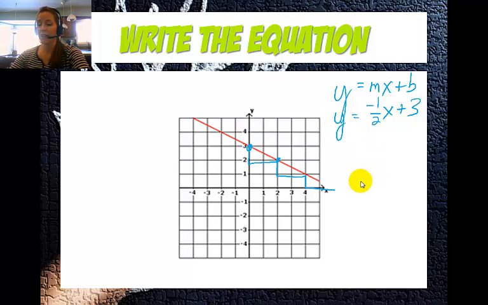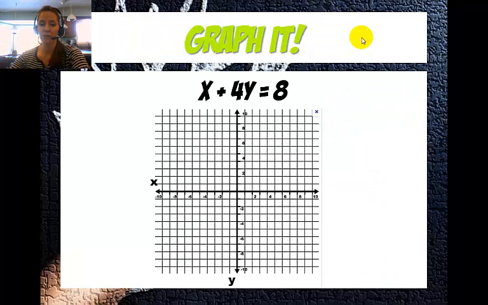Now it would be okay. It's the same thing to have negative 1 over 2, to have 1 over negative 2, or you could have the negative sign out in front. They're all the same thing. They're all going to get you that slope of negative 1 half.